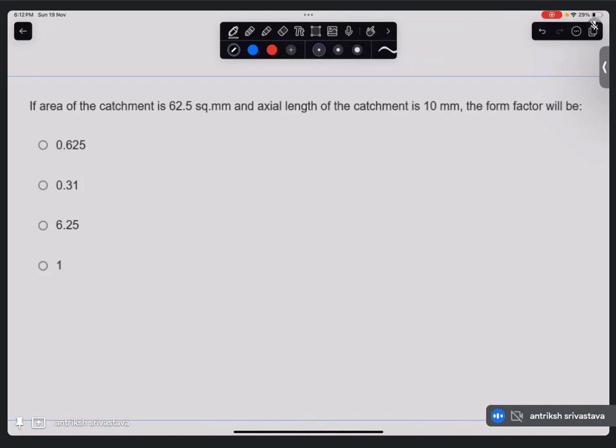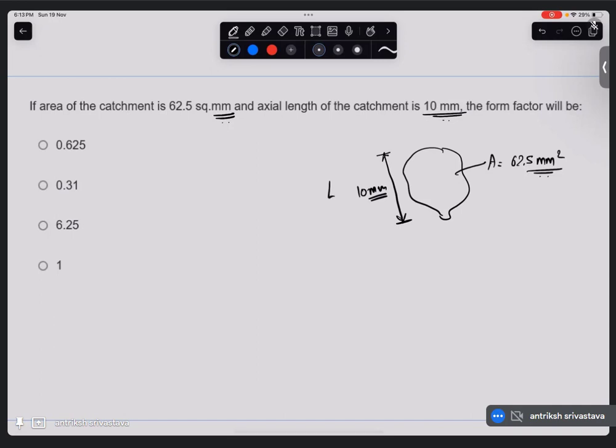So this is a question related to catchment shape. Area of catchment is given to us as 62.5 mm square. Ignore the units of this area and the length. It should actually be kilometer square or something, but we are not interested in that. The axial length is given as 10 mm. What are they asking? They are asking the form factor. What is the form factor? The form factor formula is given as average width divided by axial length.